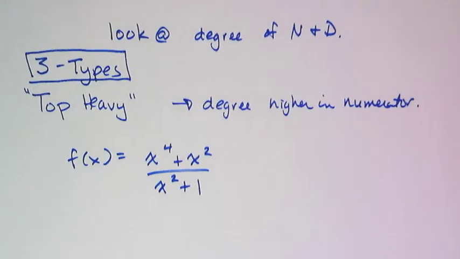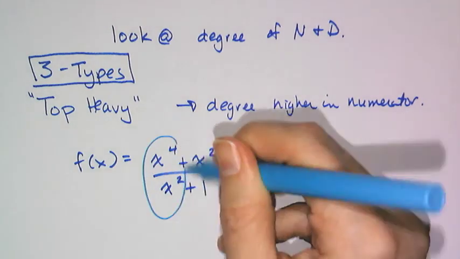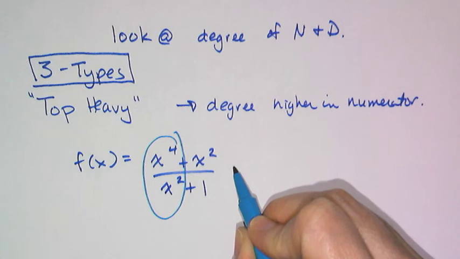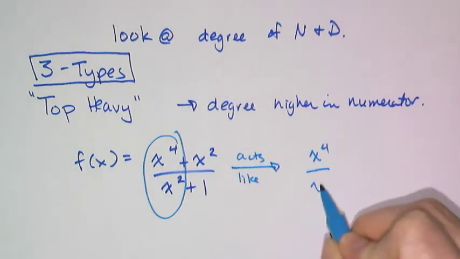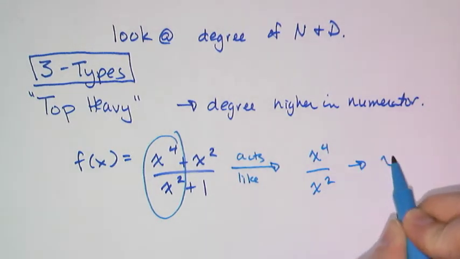And in the long run, I don't care about the x squared up here, and I don't care about that 1. All I care about is this. If I were to plug in a trillion for x, these two terms at the end really mean nothing, and the only thing that matters is x to the fourth over x squared. And so this function is going to act like x to the fourth over x squared, which means it's going to act like x squared.